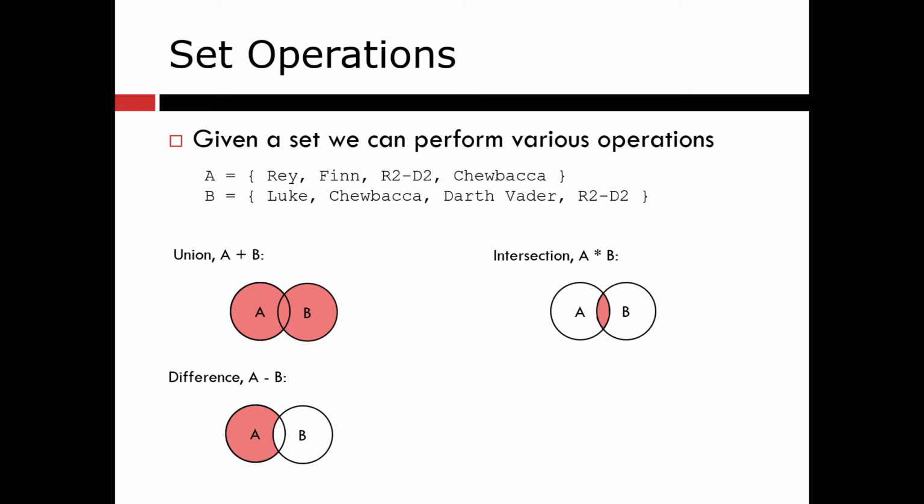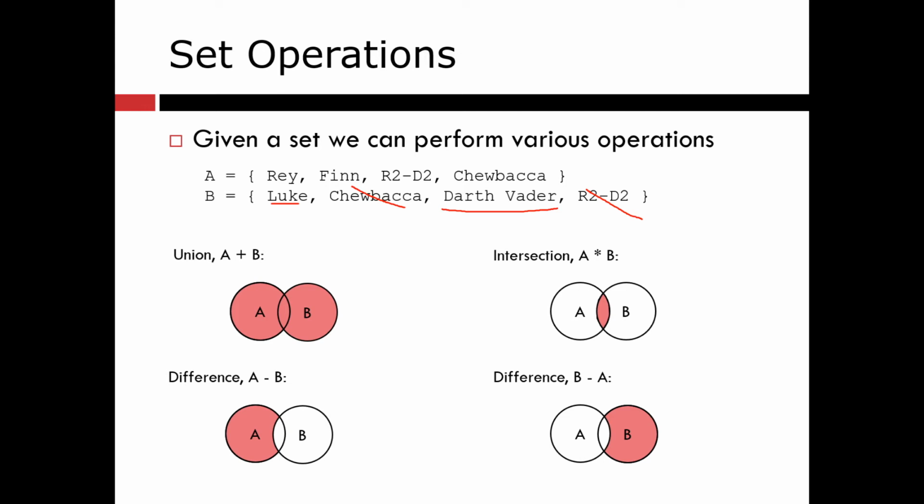We can do differences. The difference of A minus B is going to be basically the elements of A and then take out the elements that would be in the intersection. So that would be R2-D2 and Chewbacca would get removed. That just gives us Rey and Finn. And then we can also do the other difference, right? The minus sign implies that the order matters a lot, and in this case it does. For here, we're going to take B, and we are going to take out Chewbacca, and we're going to take out R2-D2, right? In that case, we'll be left with just Luke and Darth Vader. Okay, so that's a little bit of a kind of motivation here.